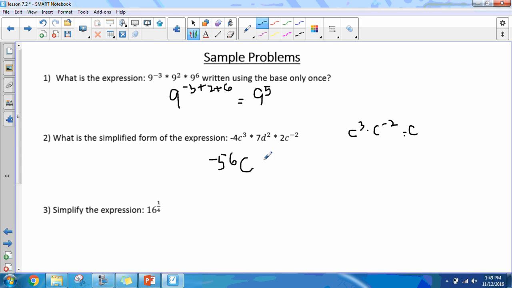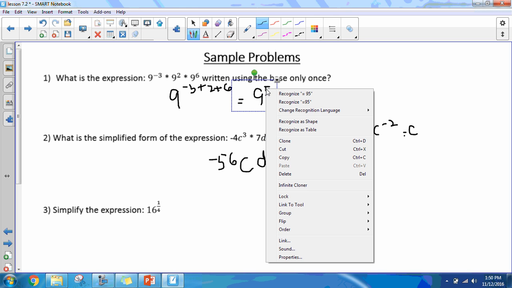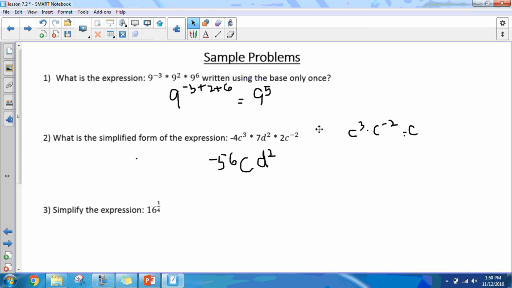And d to the 2nd power has no other factors that I can multiply it with, so I just leave it like that. So our simplified form would be negative 56c times d to the 2nd power.